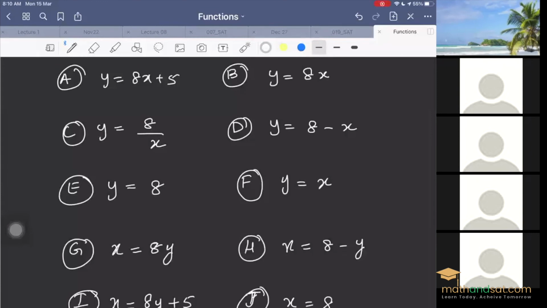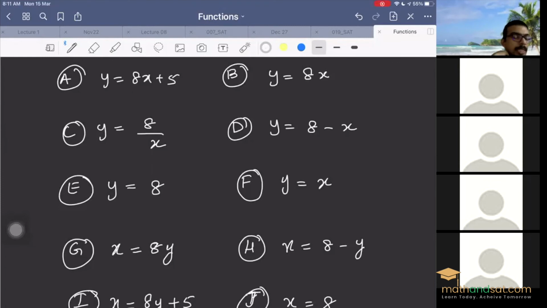X is equal to 8. See, I have 10 expressions given here. Tell me which of these will represent a linear function. Or rather, which of them will not represent linear functions?